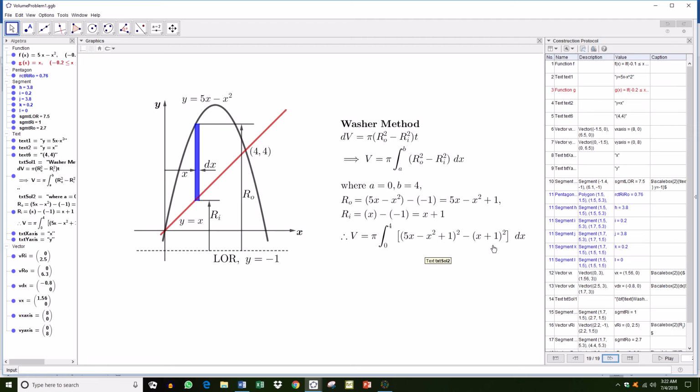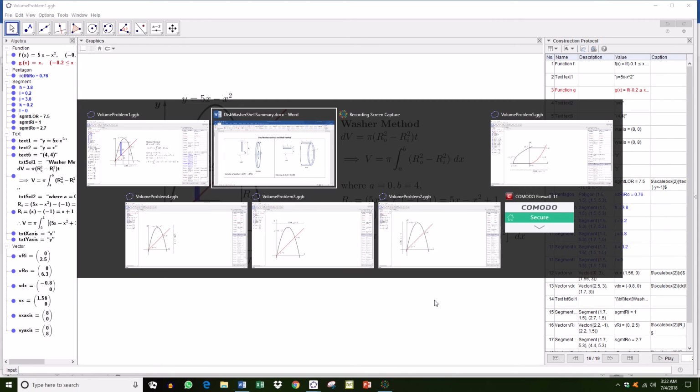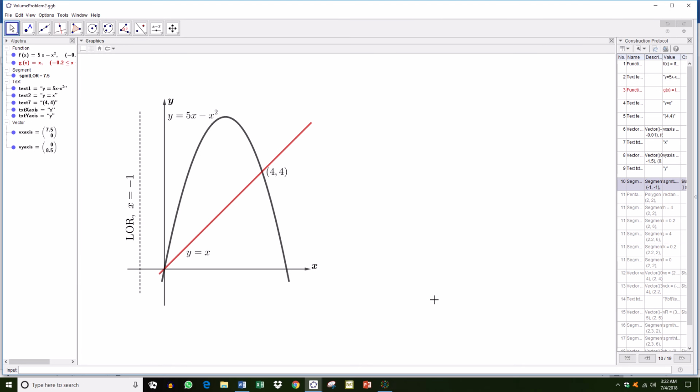Okay. The next problem, problem 2. There we go. So problem 2. What? It looks the same. Kinda. For the most part, it looks the same. But the small difference is now the line of revolution is over here.